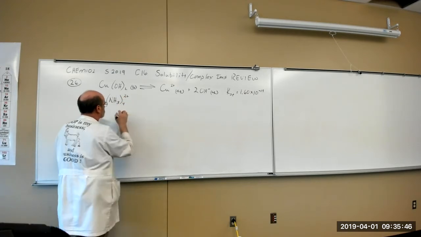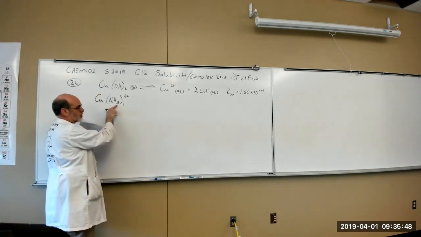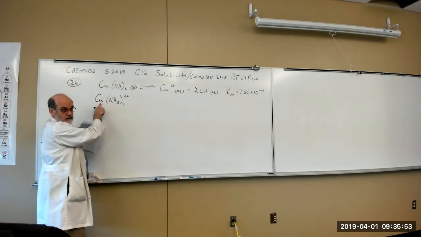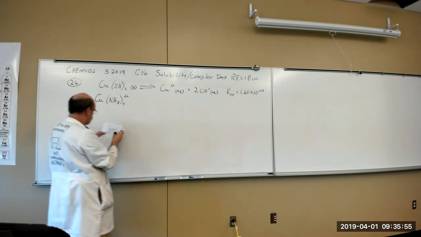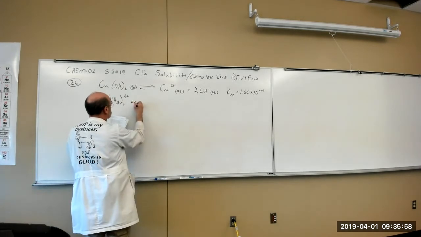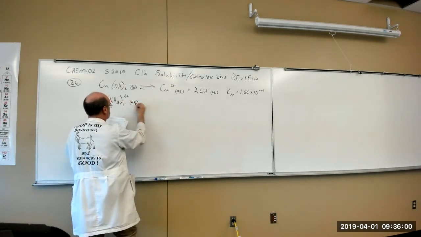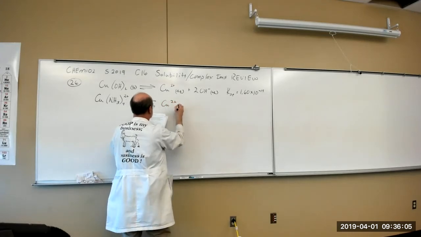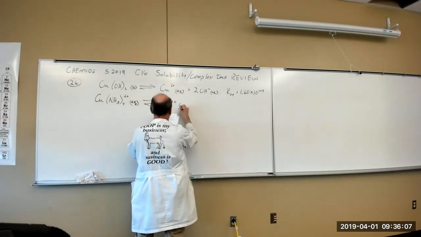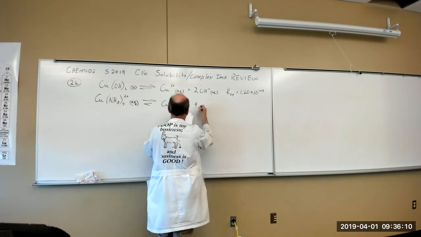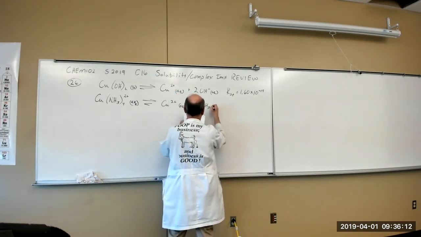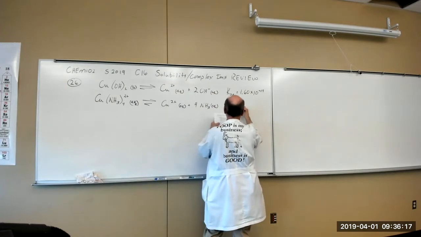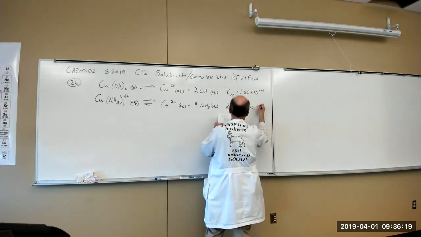Well, see, ammonia has no charge, right? So if the whole thing is 2+, that means it has to come from copper. Oh, okay, so copper's 2+. So that's in solution, in equilibrium with this one. And the K for this expression is 10 to the minus 15.